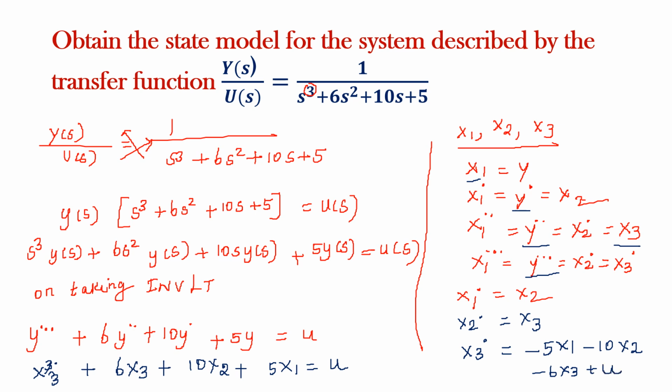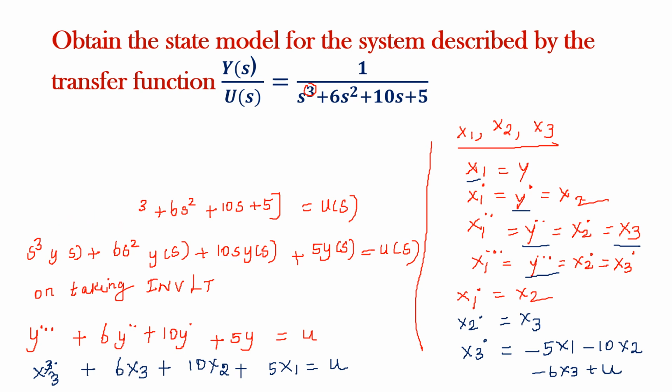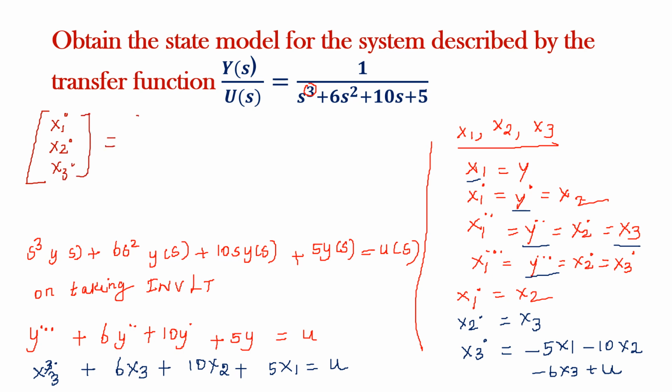Now we have to write the state model of the equation. How to write the state model? On the left hand side we write x1 dot, x2 dot and x3 dot. On the right hand side we write the values. So on the left hand side write x1 dot, x2 dot and x3 dot, which should be equivalent to the state model. We write x1, x2, x3 in matrix form.